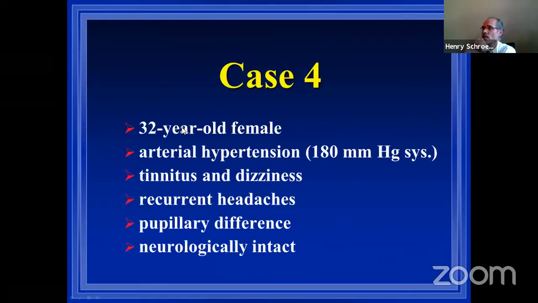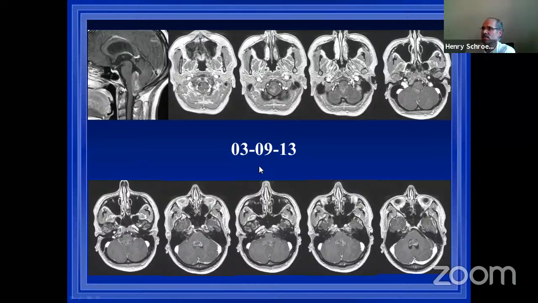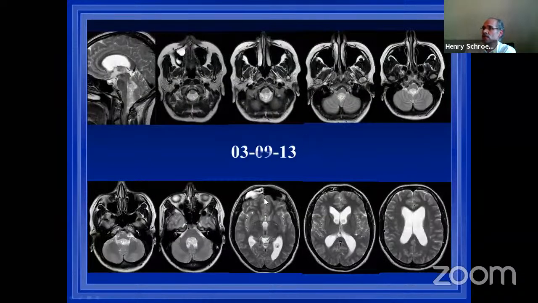The last case is a 32-year-old female. She's a nurse in our hospital, and she became symptomatic with untreatable arterial hypertension, tinnitus, dizziness, headaches, and then she had a pupillary difference, but neurologically she was intact, only with this difference in the pupils. And then she got an MRI, and you see here is a tumor and a little bit of hydrocephalus. But the hydrocephalus was not a major problem, so we did not do an ETV in this case. But we went for the surgery.